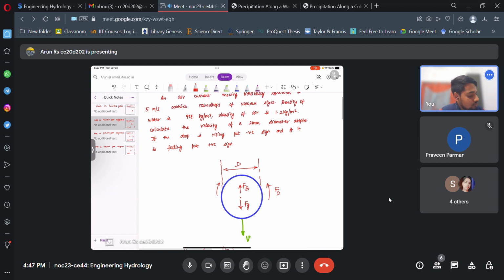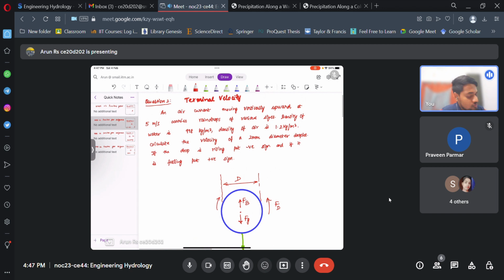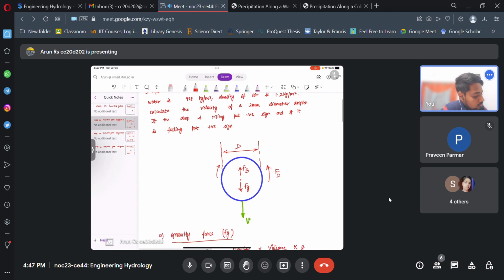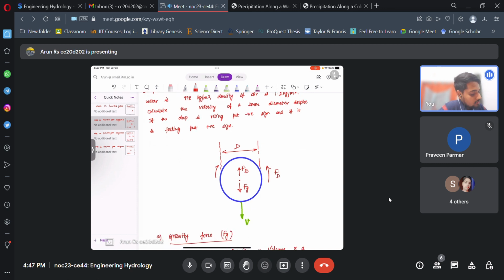Okay. I'll tell you the significance of this data when we complete this problem. So the rest of the question is, the density of the water is given, which is 998 kilogram per meter cube, and density of air is also given, 1.2 kg per meter cube. Now we need to calculate the terminal velocity of the 2 mm diameter droplet.